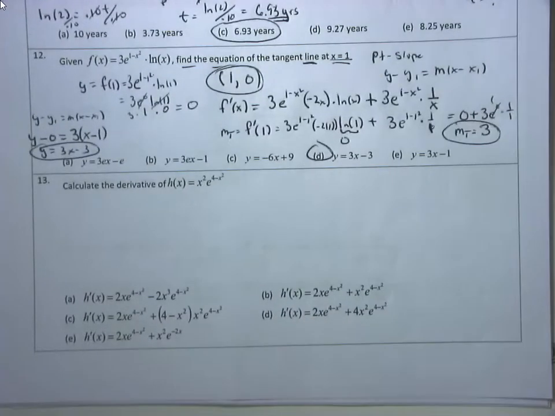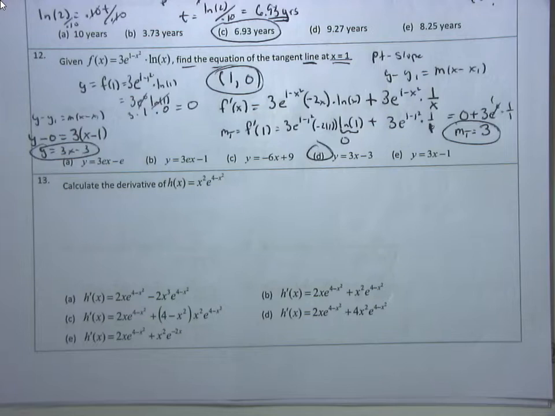Calculate the derivative of this one. h of x is equal to x squared e to the 4 minus x squared. Now again, on the Canvas site, we know that the question for number 13 looked like number 12, but the actual answer was for number 13, so hopefully you circled it right. So h of x is equal to x squared times e to the 4 minus x squared.